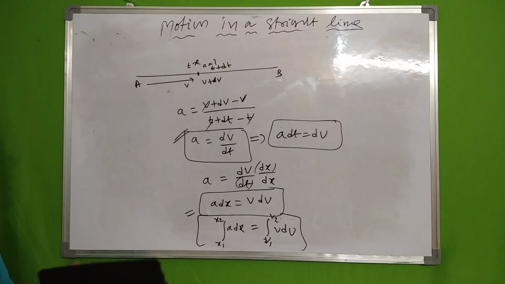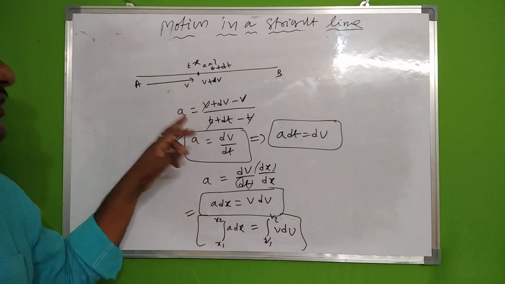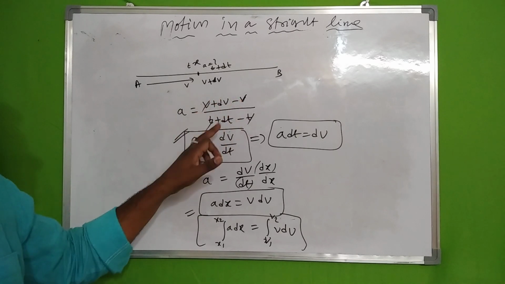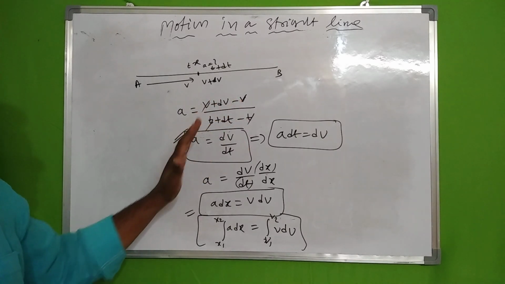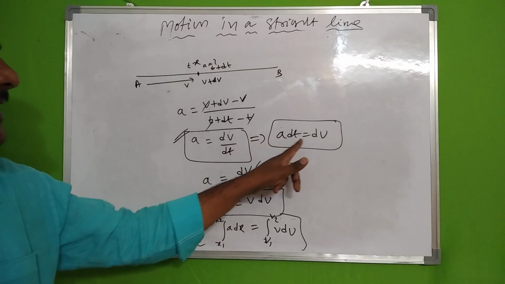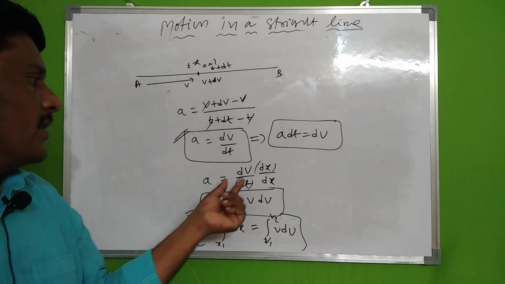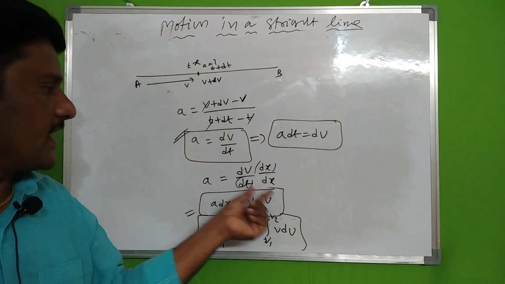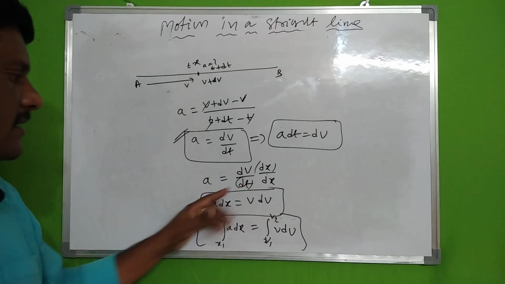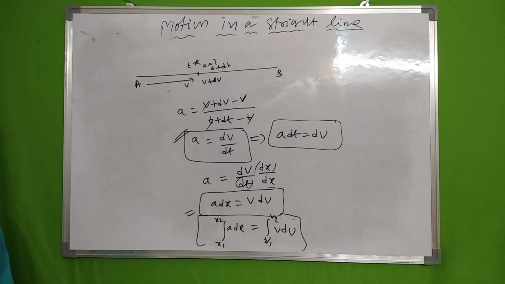Okay, clear? Acceleration at a particular instant is known as instantaneous acceleration. We can write v plus dv minus v by t plus dt minus t, so they get cancelled. Total a equal dv by dt. So that can be written a dt equal to dv. That form can also be written by multiplying and dividing with dx. Dx by dt is nothing but v. So v into dv, and a dx. Limits are also applied in this form.